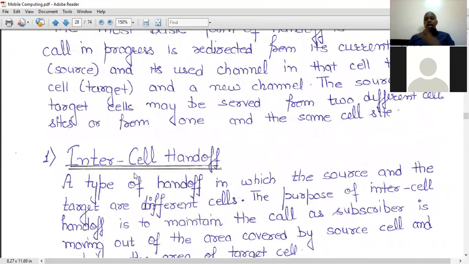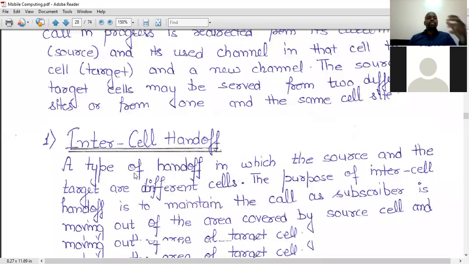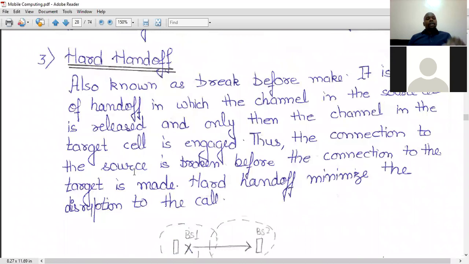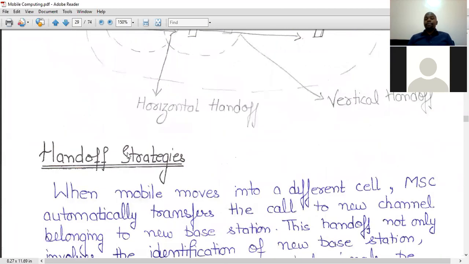Intercell, one cell to another. Intracell, within a cell, but to another frequency within that particular cell, because the previous frequency has experienced interference. Then hard handoff, within two different cells. It's an intercell handoff where it doesn't engage with another frequency until it has terminated the previous frequency. That's why it's called break-before-make. It first terminates this particular frequency and then engages that particular frequency. But soft handoff first engages the frequency of the target cell, then terminates, which is the opposite of hard.